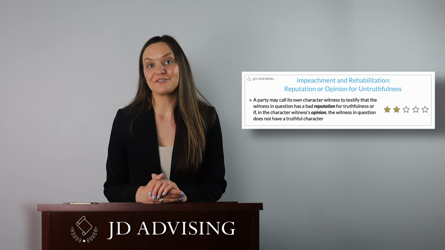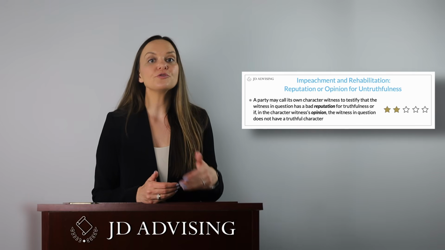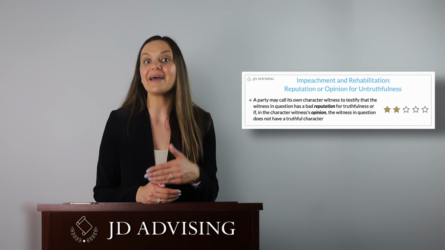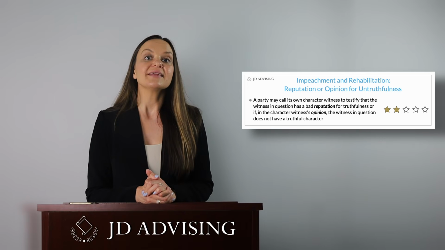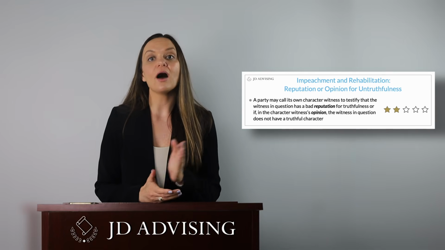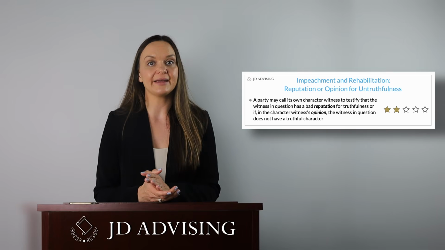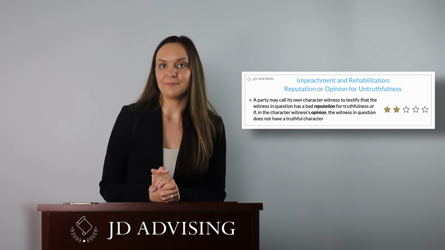Reputation or opinion for untruthfulness. If a witness has a reputation for being untruthful, or if in someone's opinion that witness is untruthful, this can be used to show the jury that they shouldn't believe the witness. This is done by a party calling a witness to the stand to testify in the form of an opinion or to explain someone's reputation.